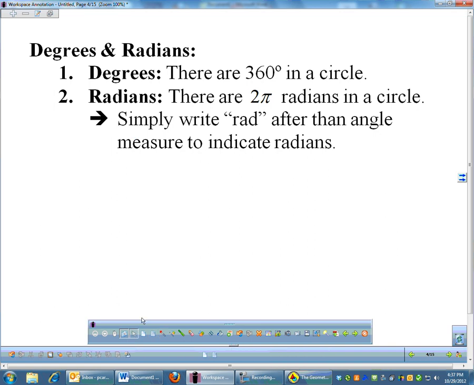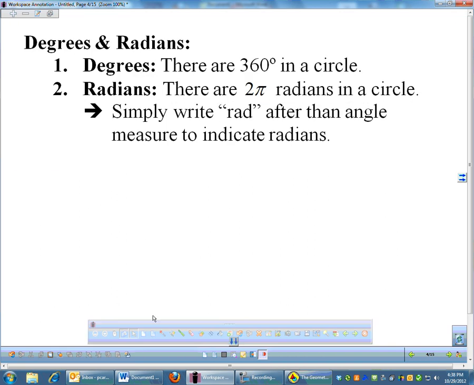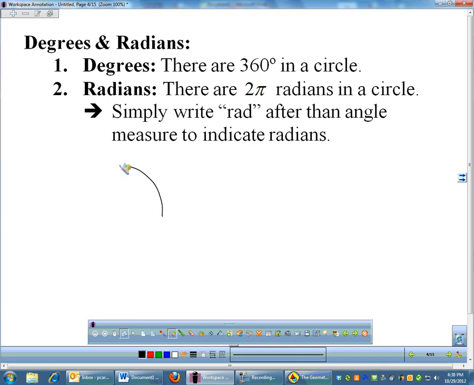Then we have different ways you can measure angles. Degrees are what you're familiar with. If you have a circle, and I go all the way around in one full circle, so let's say I started right here, and then I go all the way around, that is an angle of 360 degrees. So I went all the way around the circle, that's 360 degrees. It is also the same thing as 2 pi radians.